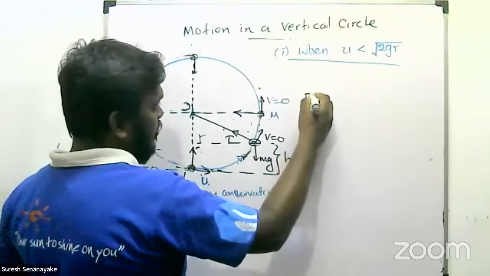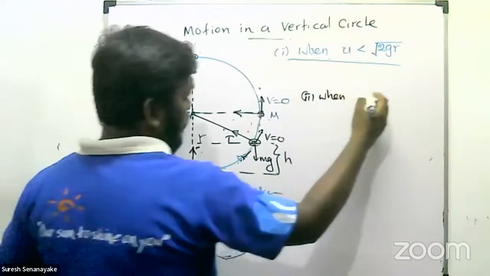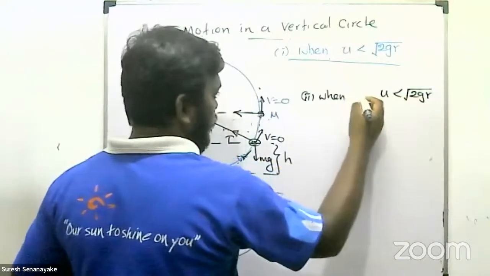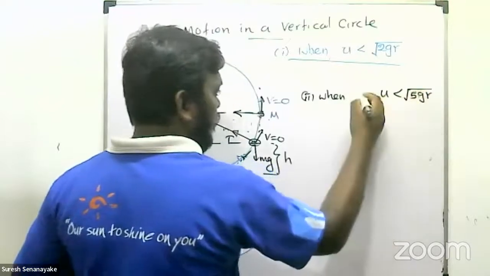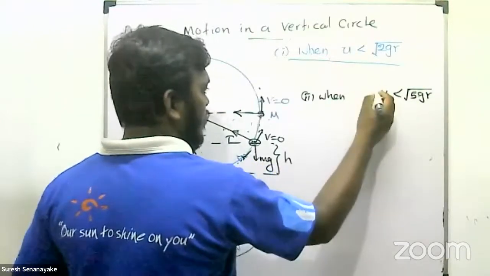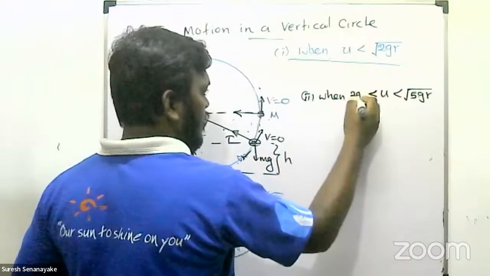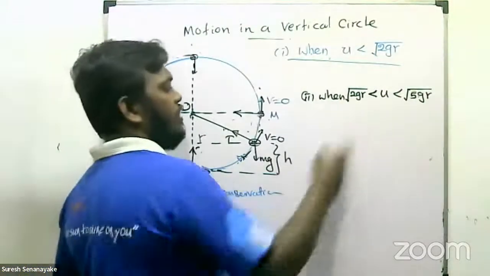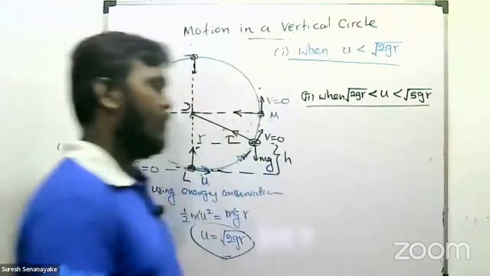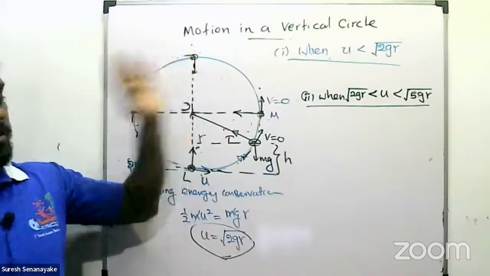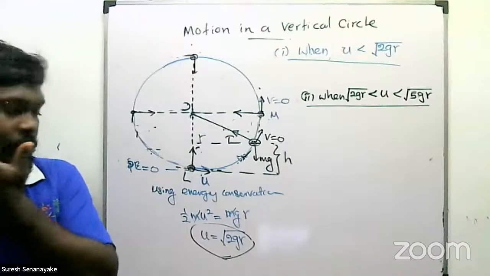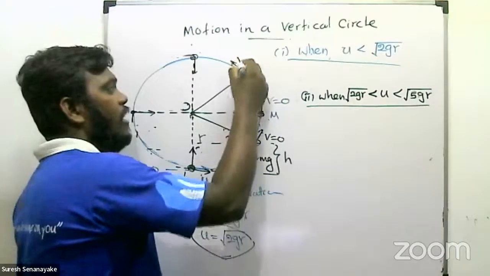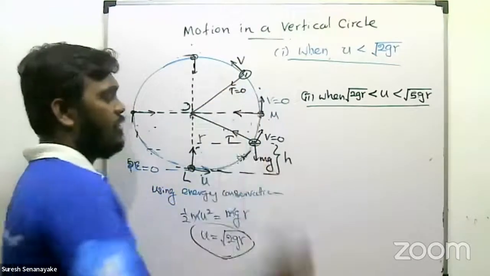Then the second one, when u is in between square root of 2gr and square root of 5gr. When this velocity is in between these, that means it passes the point M but does not reach the highest position, right? So in the further motion, what happens? Before its velocity becomes 0, the tension of the string becomes 0.